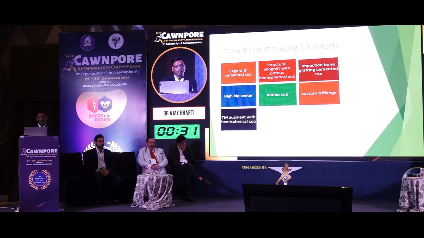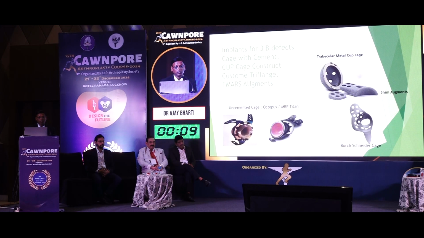So these are the implants which are available for managing 3A defects: cemented cup with cage, structural allograft with highly porous hemispherical cups, impacted bone grafting, jumbo cups, custom triflange, and TM augments with hemispherical cups. In our armamentarium for 3B, a lot of implants are available through Zimmer and other companies: trabecular metal cup cage, shim augments, octopus cup, MRP Titan, and reinforcement cages.